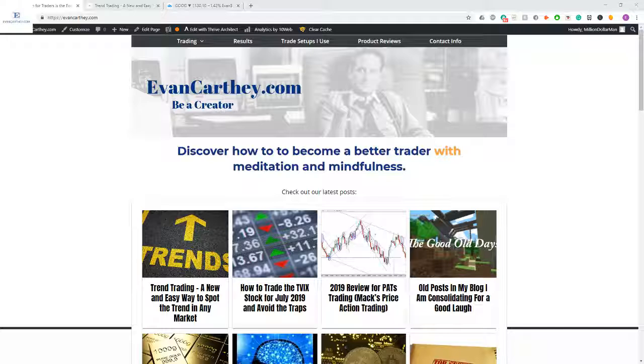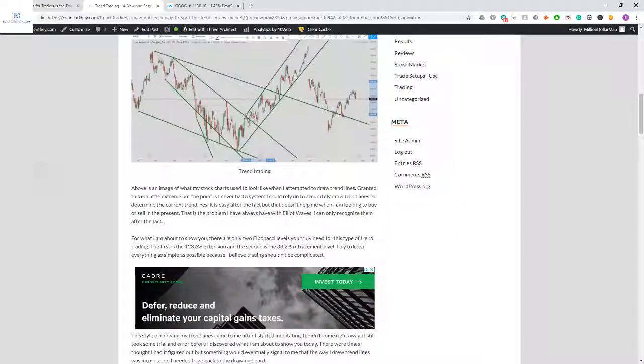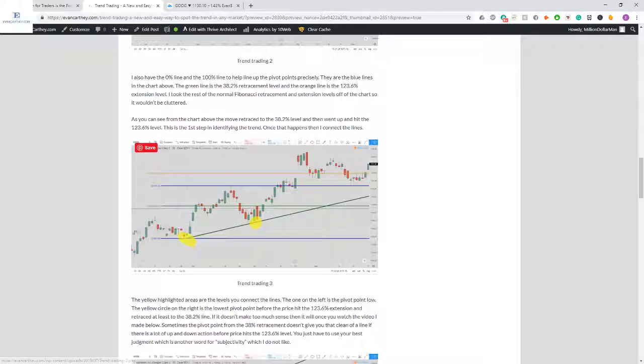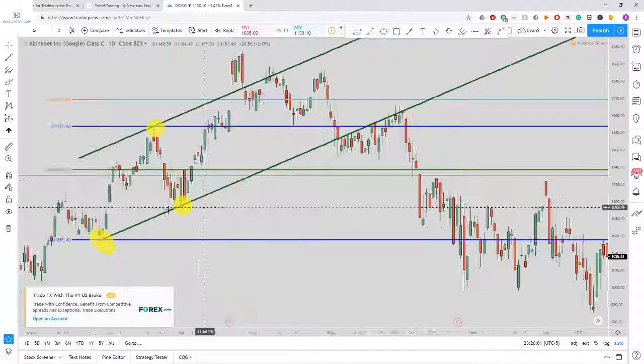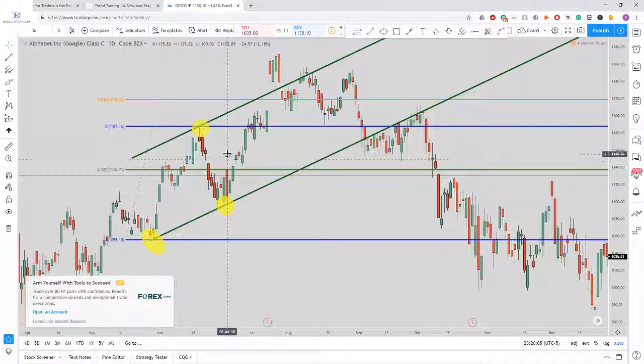Today we're going to go over a post I just did, trend trading, a new and easy way to spot the trend in any market. I just want to do a quick video about it because for some of the charts, I can do a little bit better of a description about how I go about drawing my trend lines. So this is from the post right here. This is just the example of how I drew them right there.